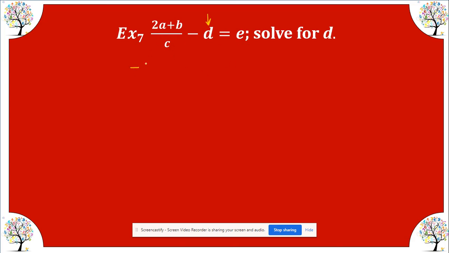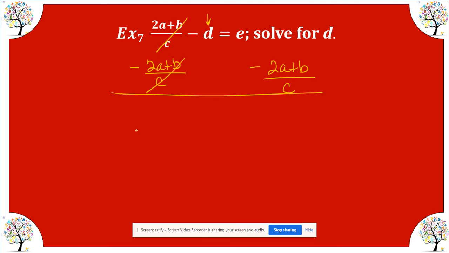So I'm simply going to subtract the entire term, and I'm moving it behind the e. I have negative 1 times d is equal to e minus 2a plus b over c. Now we have this negative 1, so I'm going to divide each side by negative 1.